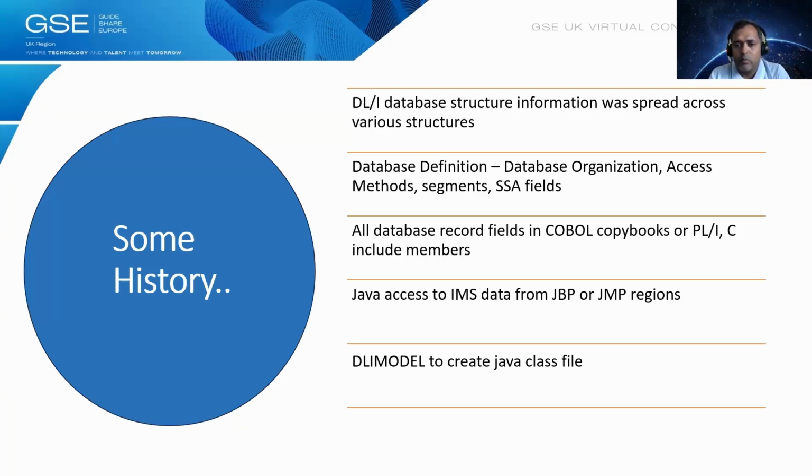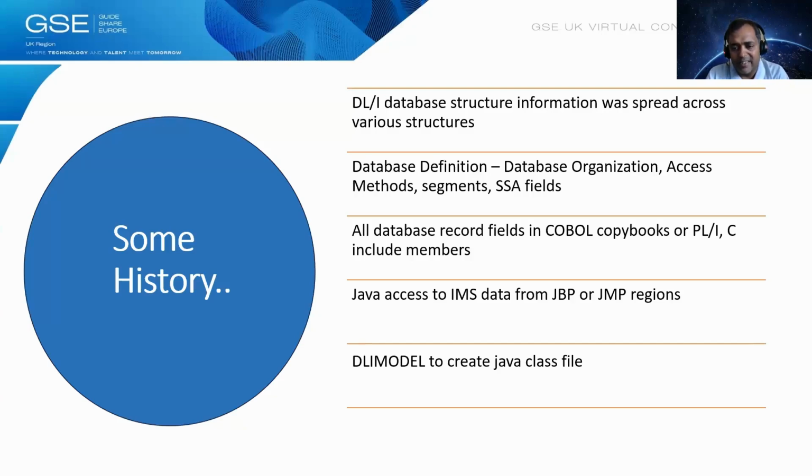And to provide this access to metadata, the ACB libraries, your application control block libraries, were offered as a Java class earlier. Okay. So with this move of making IMS data more widely and easily accessible outside of the mainframe, application programmers needed to have easy and consistent access to the metadata. And since IMS version 8, that is long back, this data was provided by using the DLI model utility. Okay, it's a very old utility.